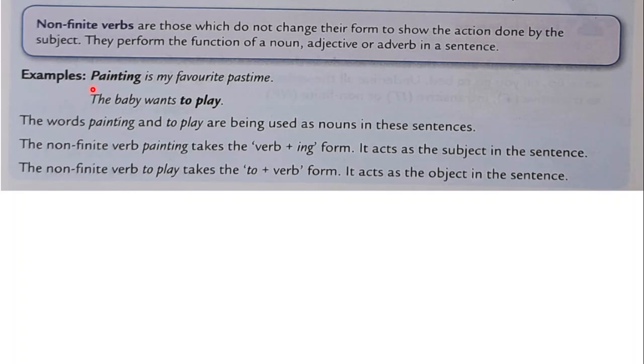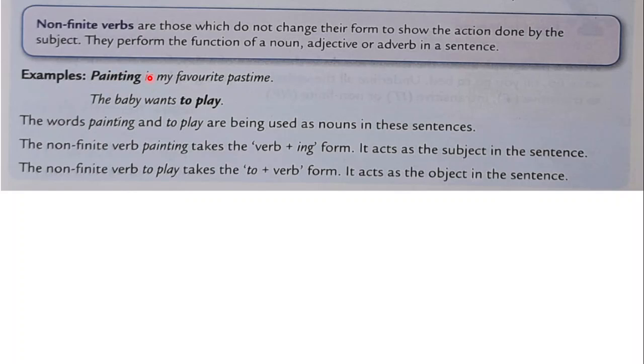For example, "Painting is my favorite pastime." You know, paint: "He paints the house." In that case, it will change. But here it is a verb performing the work of a noun. "Painting is my favorite pastime." So in this situation, this is a non-finite verb. As said here, it can function as a noun, adjective, or adverb.